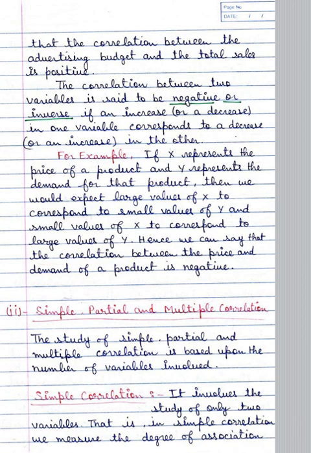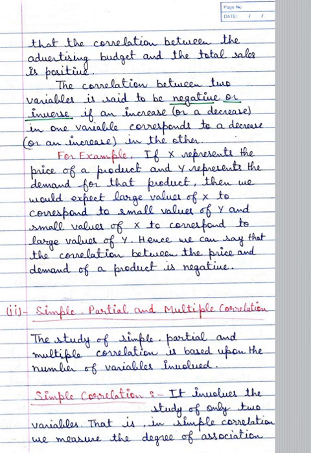That means there is a positive correlation between the annual advertising budget and total sales. If we increase the annual advertising budget, the annual sales also increase. And if we decrease the advertising budget, then our sales will also decrease. That means the change will be in the same direction.